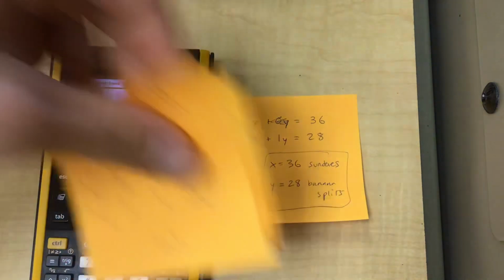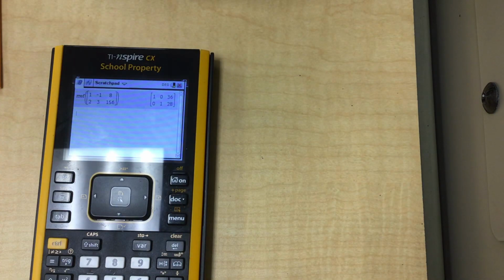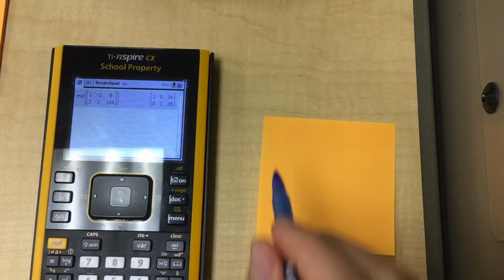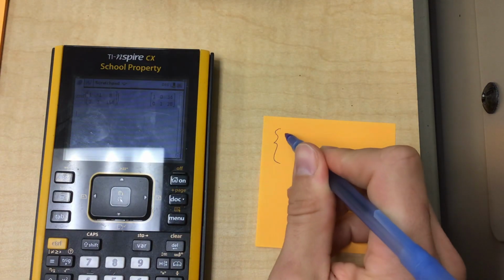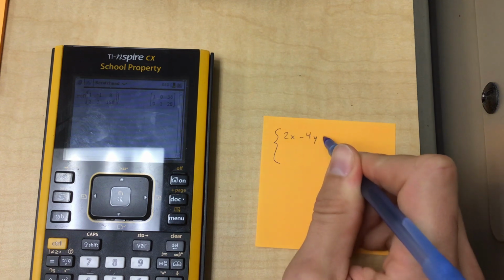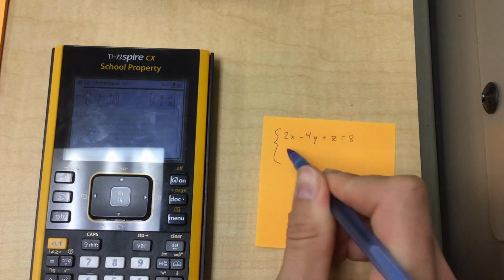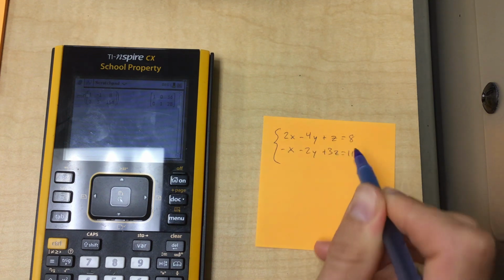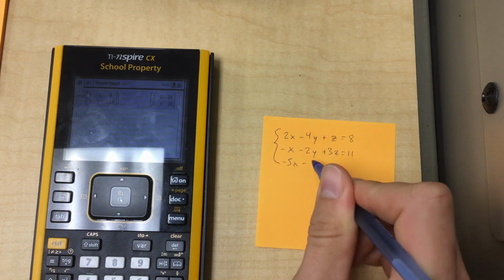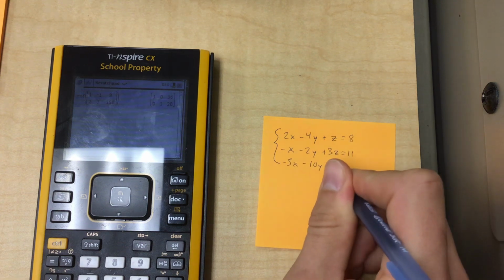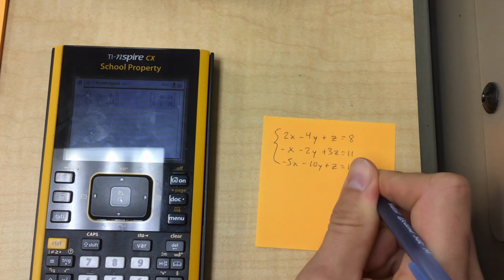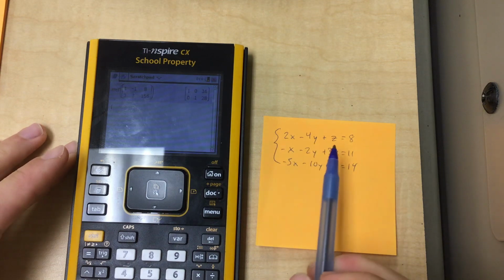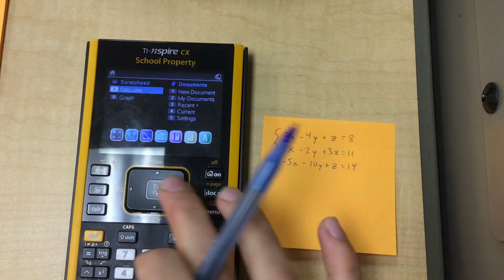Okay? So here's a question now. What happens if we had a bigger matrix, like a system of 3 equations with 3 variables? So if I had a system of 3 equations, let's do 2x minus 4y plus z equals 8, negative x minus 2y plus 3z equals 11, and negative 5x, let's do minus 10y plus z equals 14. All right, so we've got a system of linear equations in 3 variables. What we can do is calculate this.